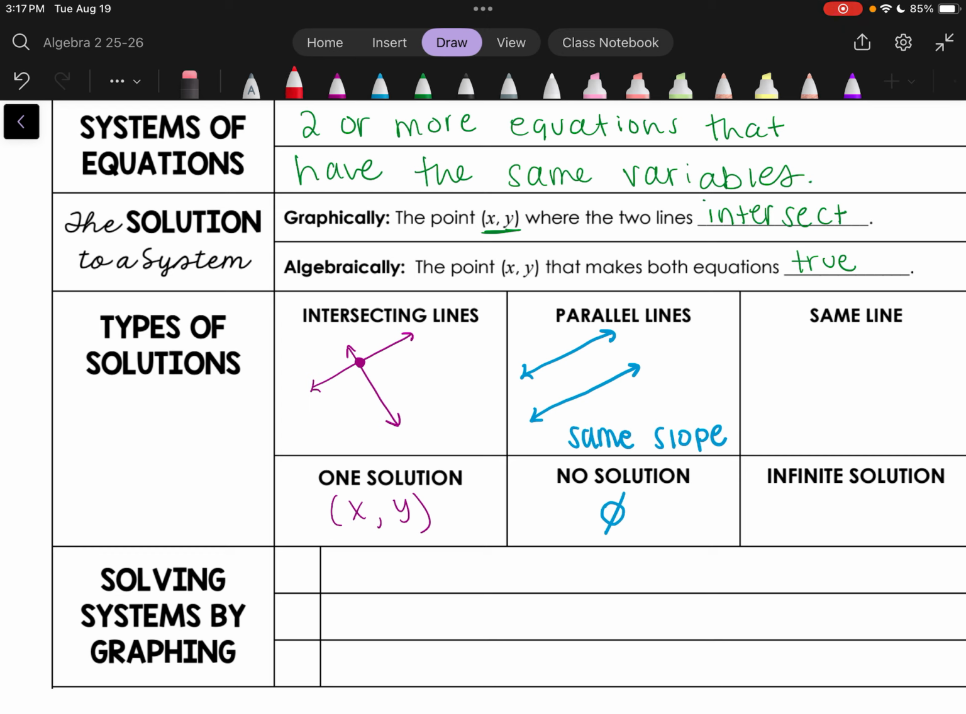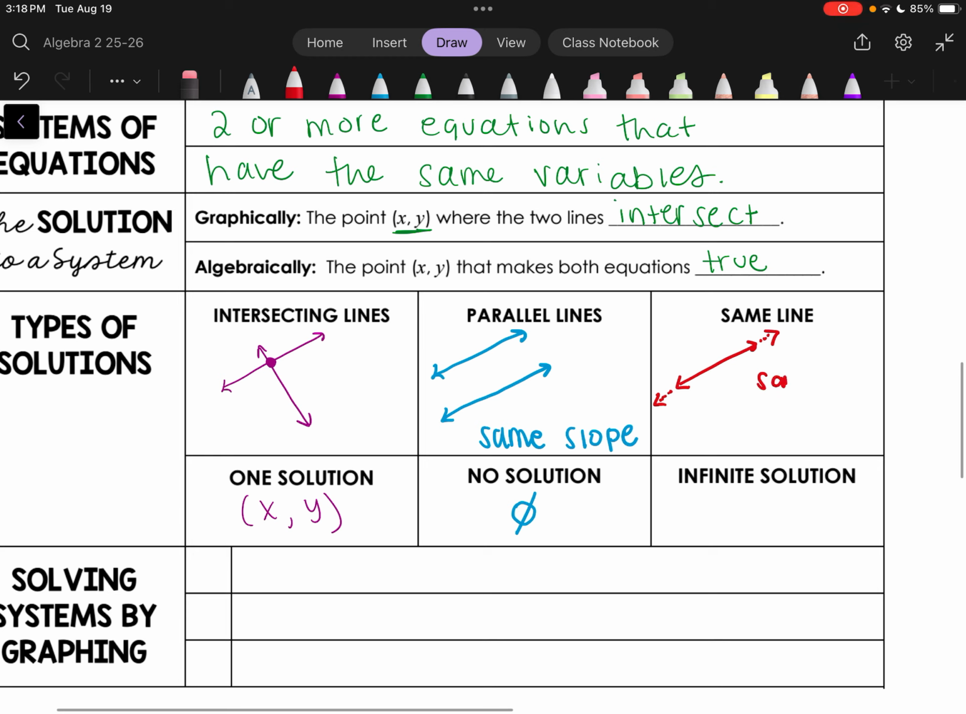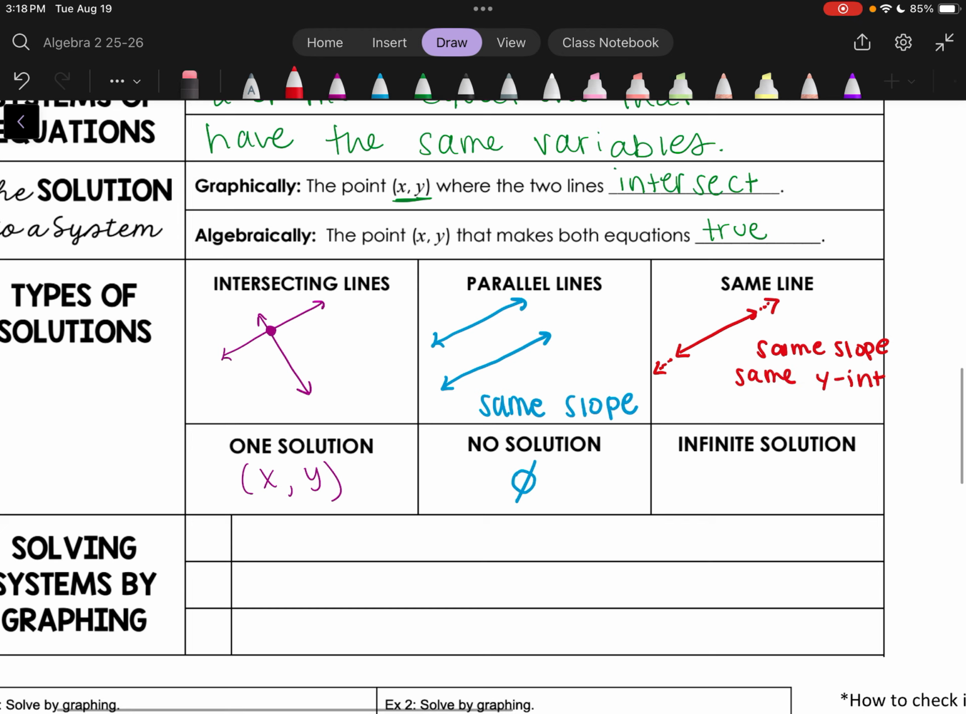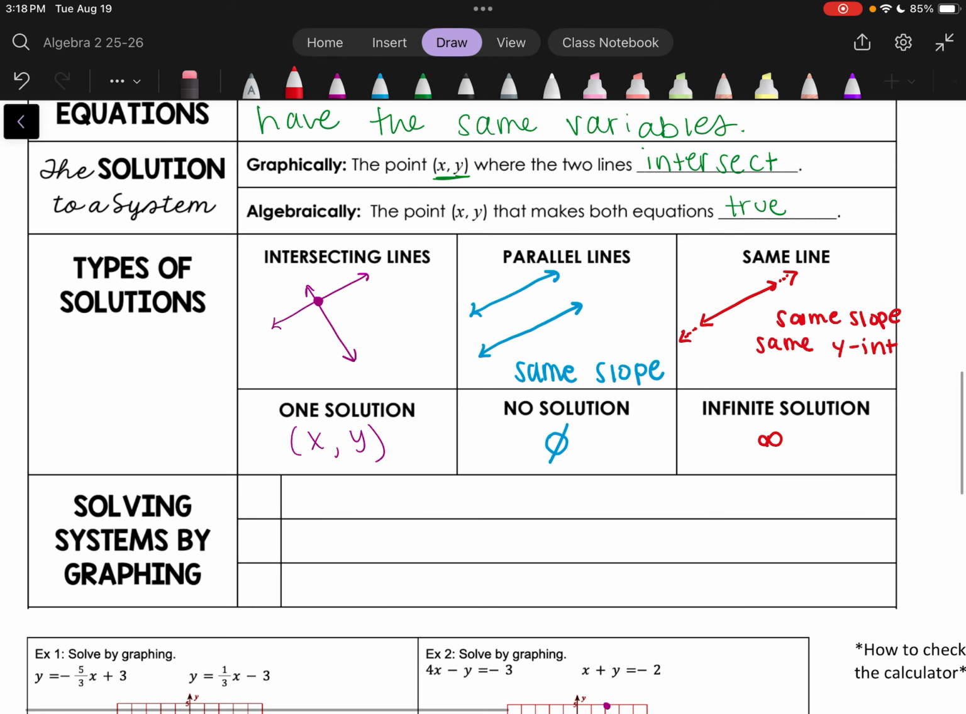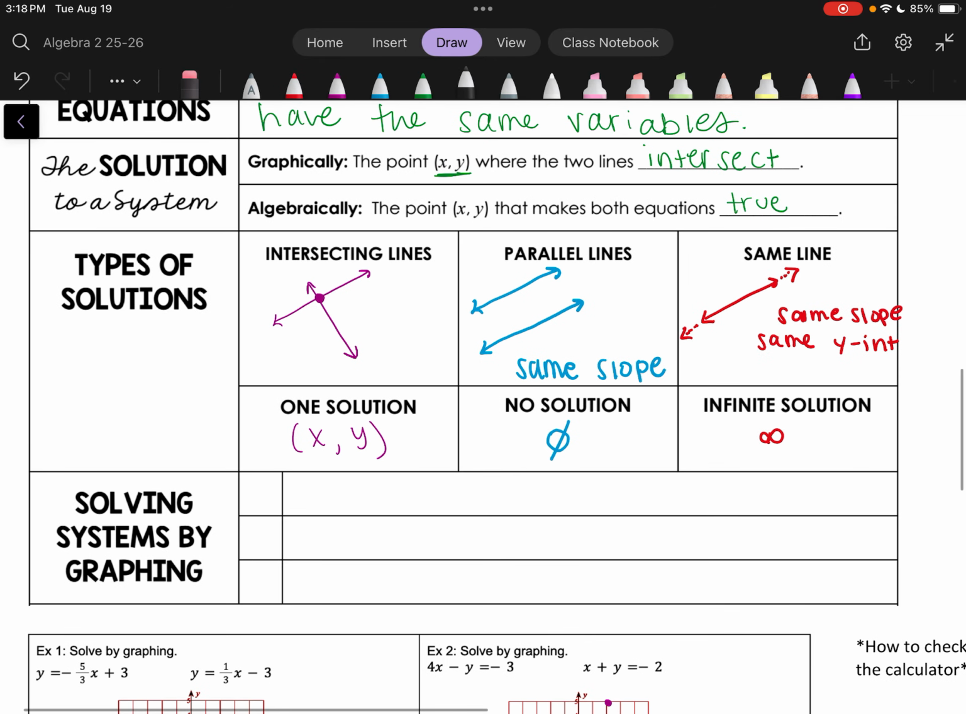If you graph both lines and they end up on top of each other, so you graph this one and you graph another one and it ends up being on top of it, so it looks like one line, these have the same slope and the same y-intercept. So they're exactly the same line, which means they share all the points in common and would have an infinite amount of solutions. You can either use the infinity symbol, a sideways 8, or you can write infinite solutions.